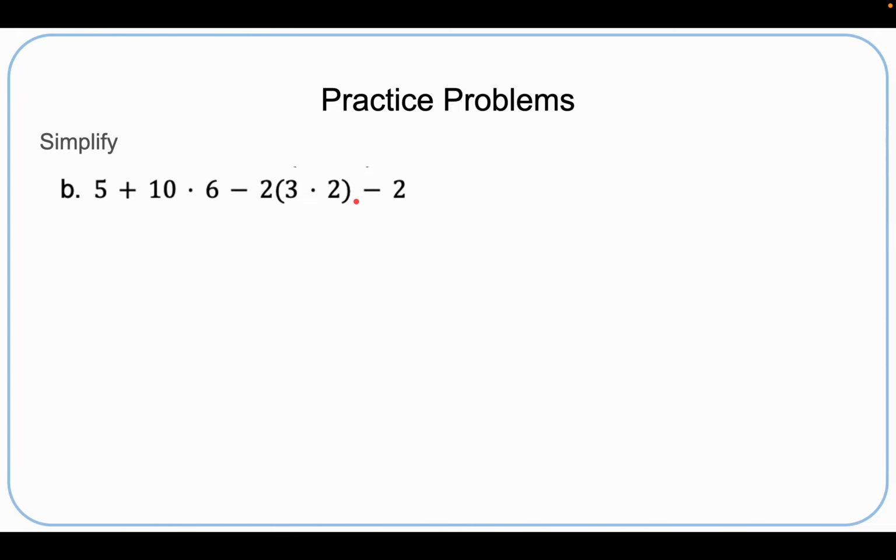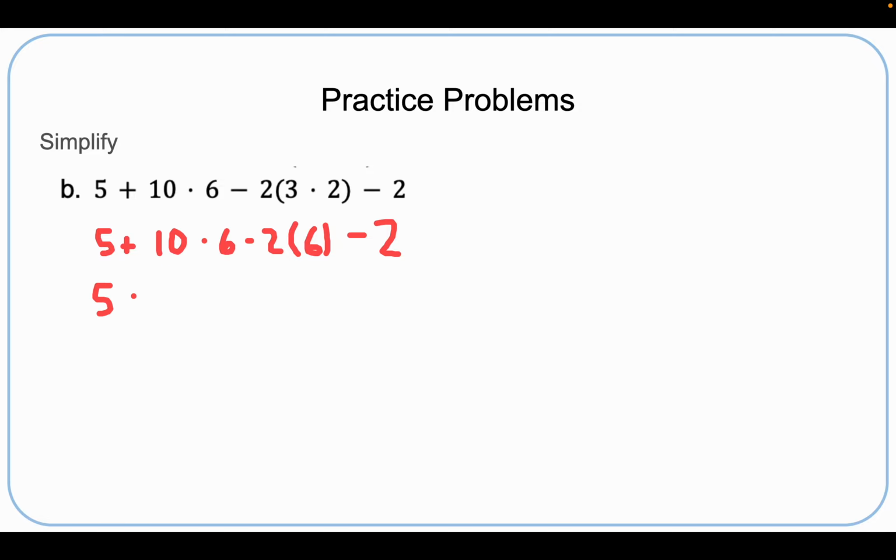Next, we'll start with our symbols of inclusion here. Keep the rest of our expression the same. 5 plus 10 times 6 minus 2 times 3 times 2 is 6 minus 2. And now we can multiply and divide from left to right.